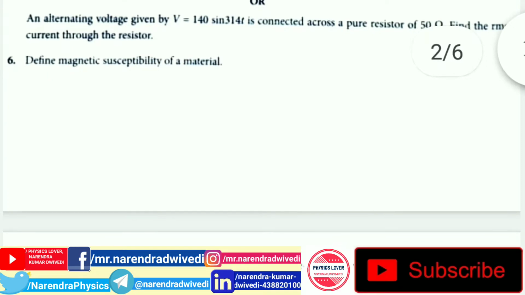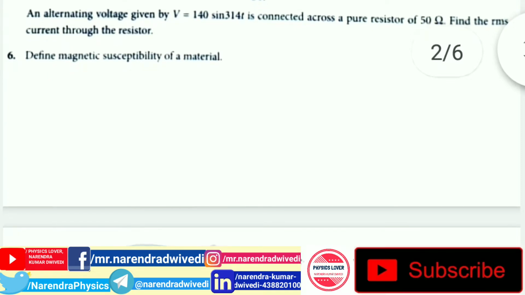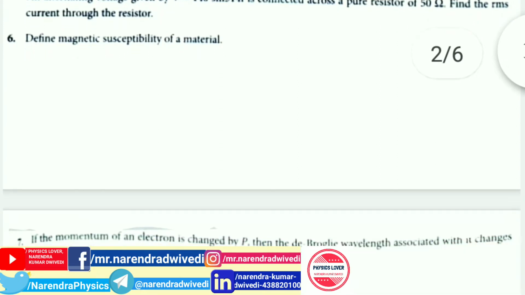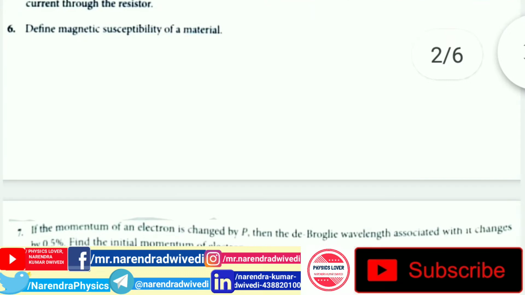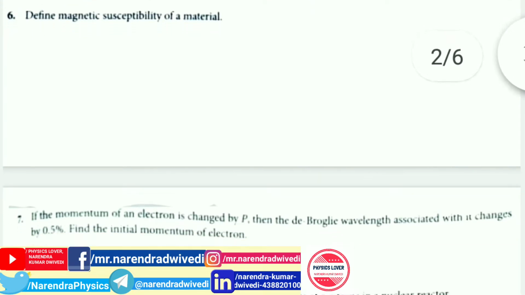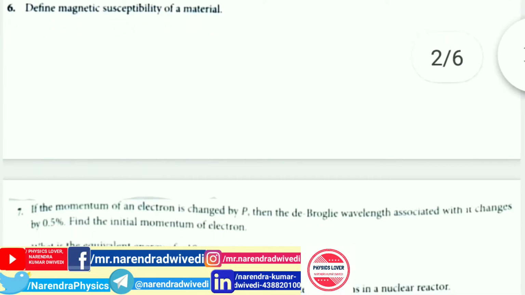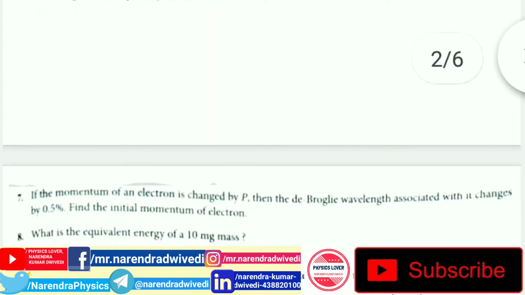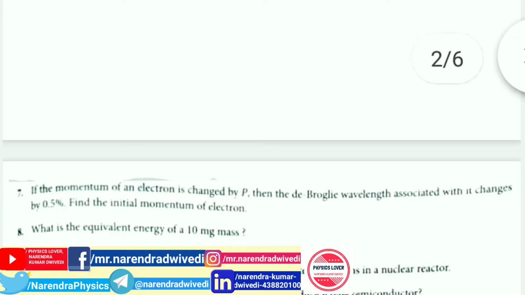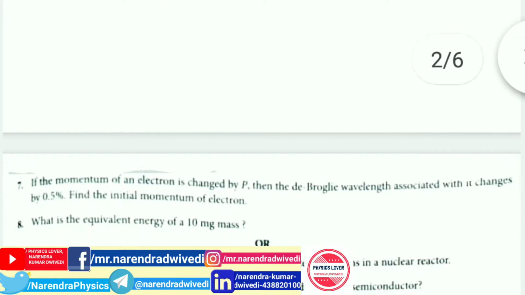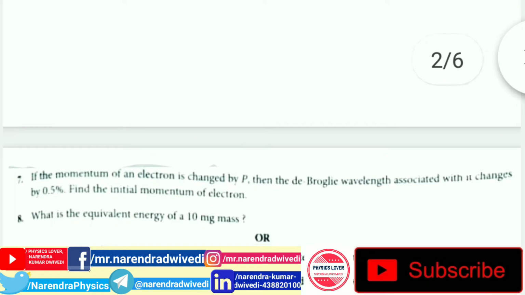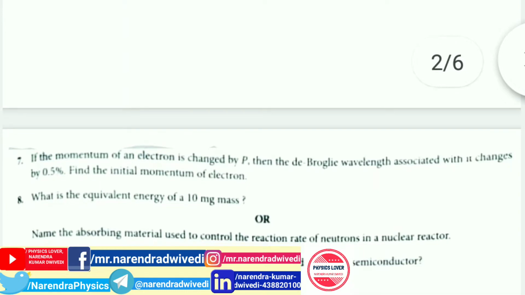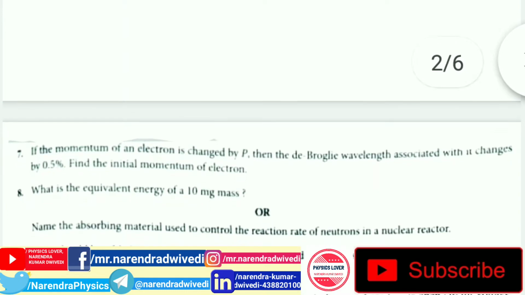Next question 7. If the momentum of an electron is changed by p, then the de Broglie wavelength associated with it changes by 0.5%. Find the initial momentum of electron. Question number 8. What is the equivalent energy of a 10 milligram mass? Optional question. Name the absorbing material used to control the reaction rate of neutrons in a nuclear reactor.